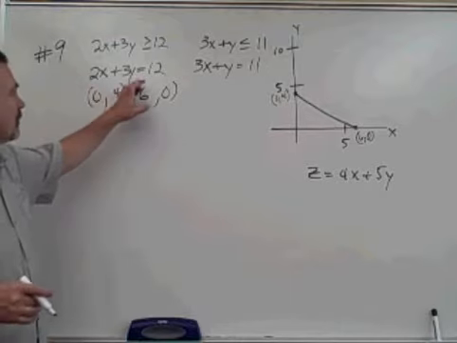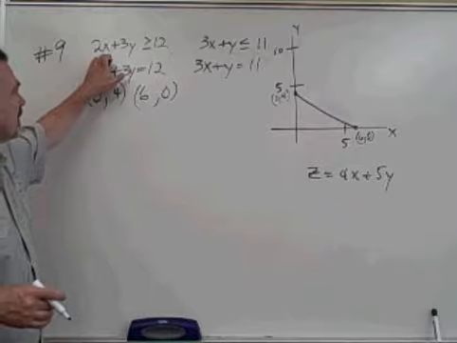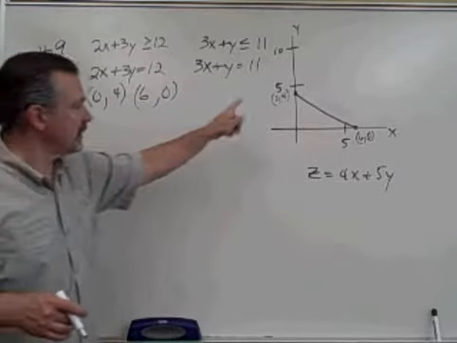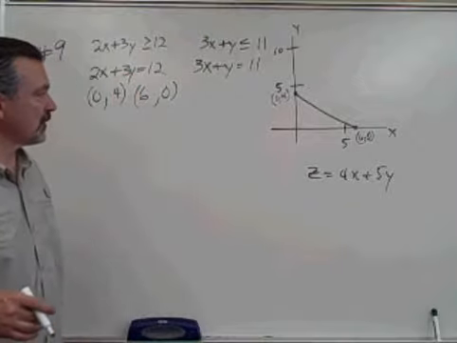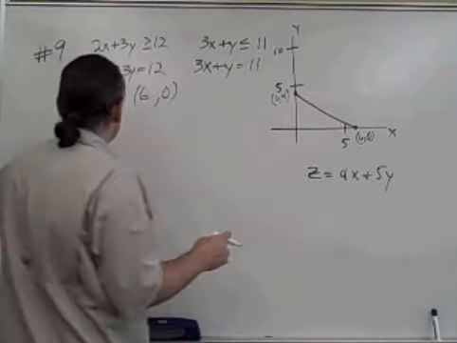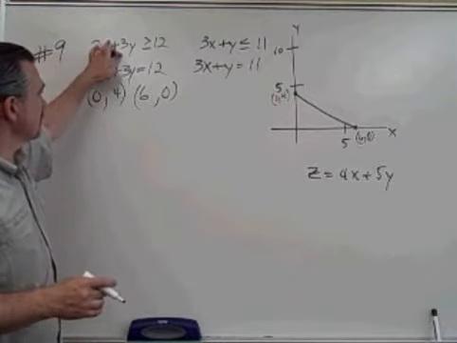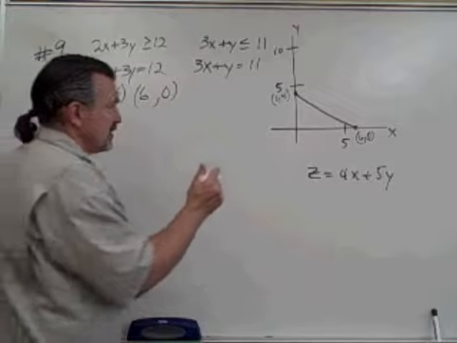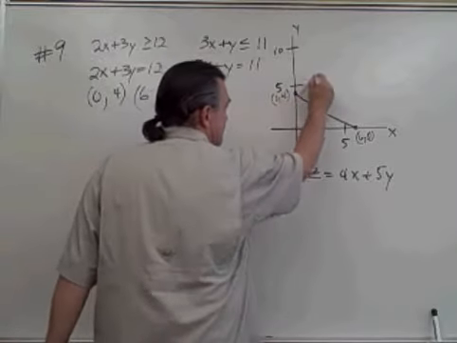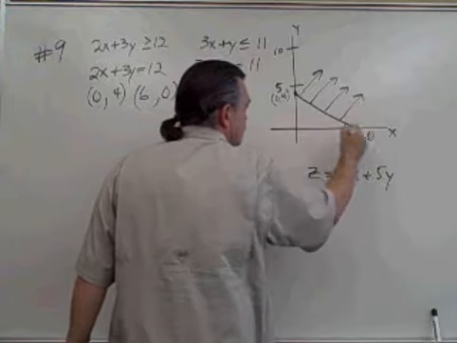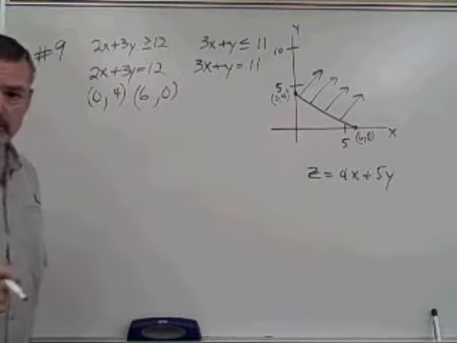And now I want the ordered pairs that will make 2x plus 3y greater than or equal to 12. The line is what makes them equal. I want those also that make it greater than. So let's put in the origin. 0 plus 0, 0 is greater than or equal to 12? No, that's false. So it's not this side, it's this side that contains the points that make that inequality true.